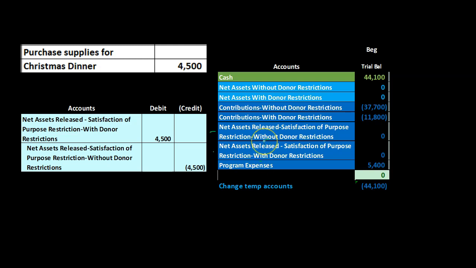This first one, without donor restrictions, is where we want it to be. We want to increase that one. We're basically always going to be increasing the one without donor restrictions, because the purpose of these two accounts is to transfer from things that are restricted to items that are without restriction. Therefore, the one without restriction is going to be going up. I would think of it as a revenue type of account with a credit balance. So the way it goes up is by crediting it. This one is going to be credited for the 4,500 that we spent on the Christmas dinner.